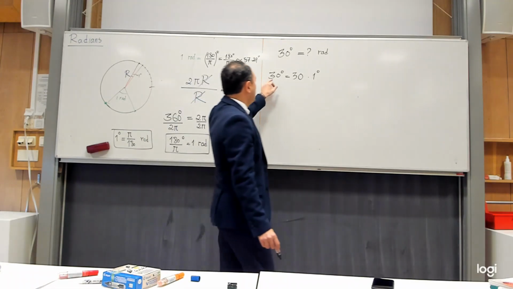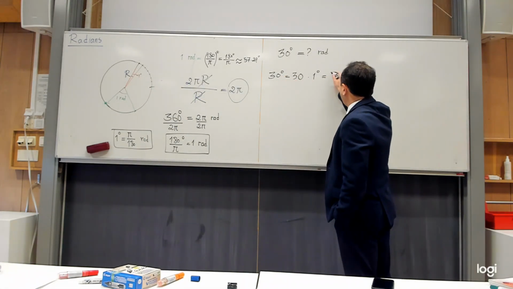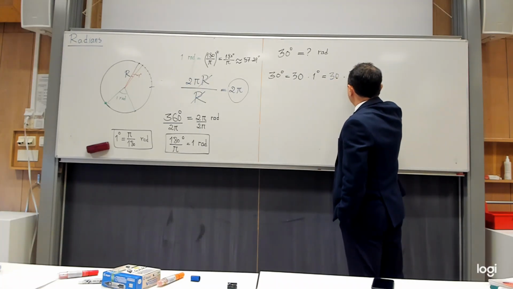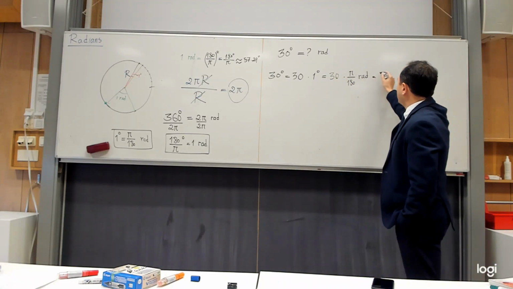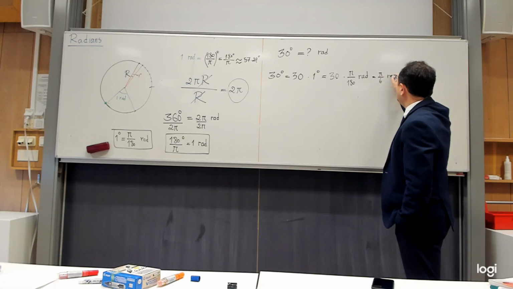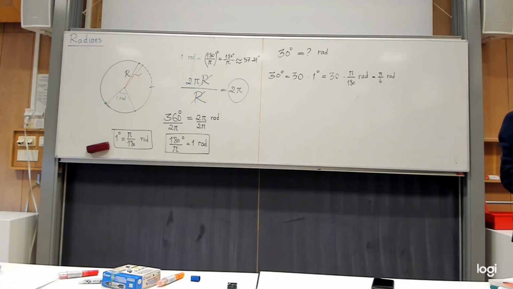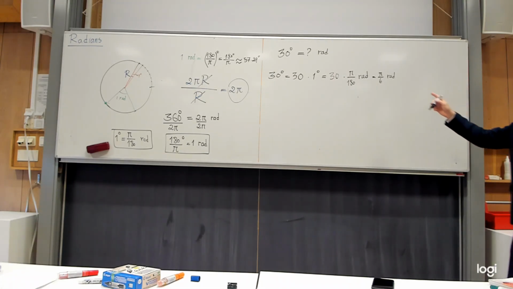I can write 30 degrees is equal to 30 times 1 degree. And then I would write pi over 180 instead of 1 degree. I can use that formula. So it's 30 times pi over 180 radians. And then of course I can simplify them. It becomes pi over 6 radians. So 30 degrees measured in radians would be pi over 6 radians. This is the exact value.